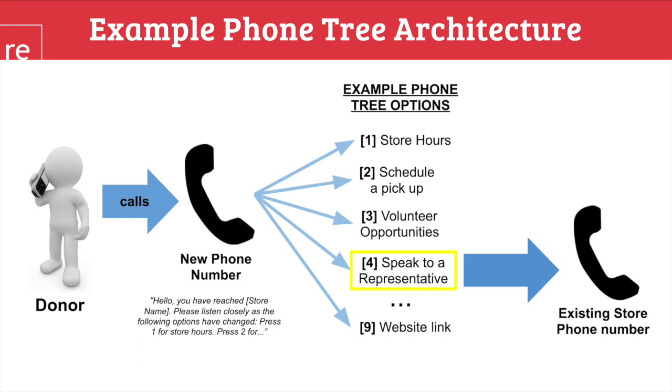If a donor desires to speak to a representative and presses that corresponding option, the call will be automatically forwarded to your existing store phone number. This way, you do not need to change your existing phone number, and it can be seamlessly integrated into the new phone tree architecture.